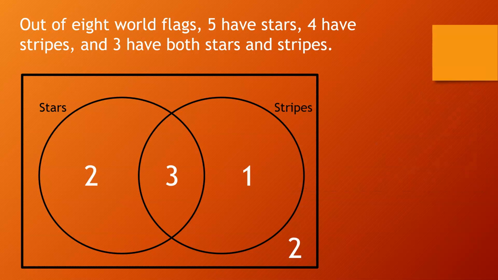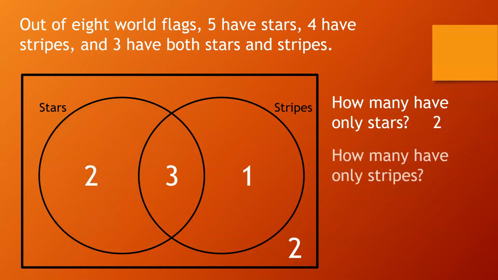Once we know the cardinalities of the individual regions, we can answer all kinds of questions, like how many of these flags have only stars? So that means we're going to look for the part of the Venn diagram that is within the stars circle, but only within the stars circle. And that would just be 2 flags. How about how many have only stripes? Well, that would be the flags that are in the stripe circle and only the stripe circle, which is 1.